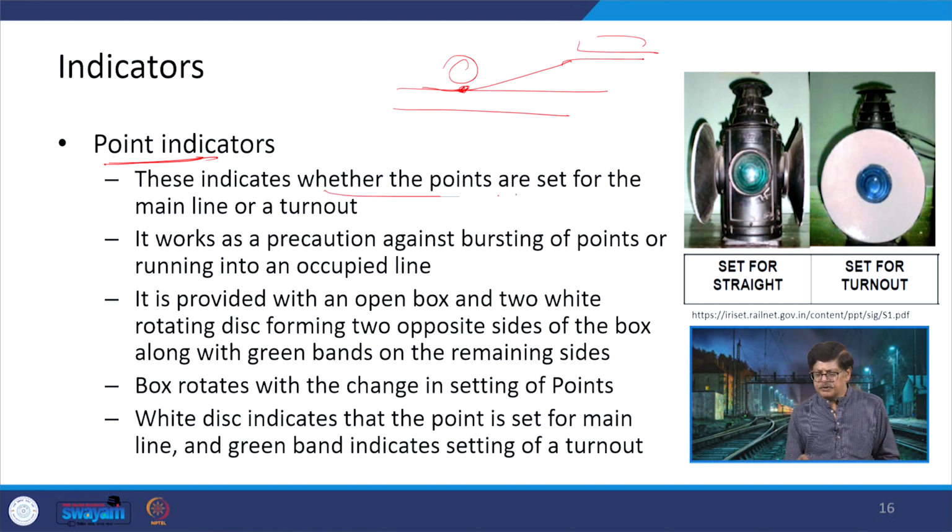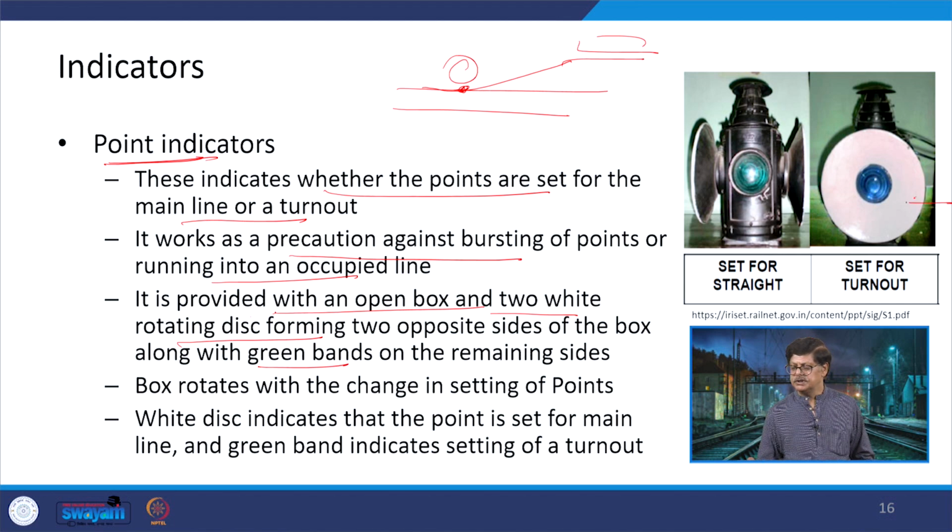So, these indicate whether the points are set for the main line or the turnout. It works as a precaution against the bursting of the points or running into an occupied line. So, it will give you information on the basis of the color which is being shown. It is provided with an open box with two white rotating discs forming two opposite sides of the box, along with green bands on the remaining two sides. So, that is the type of system being provided.